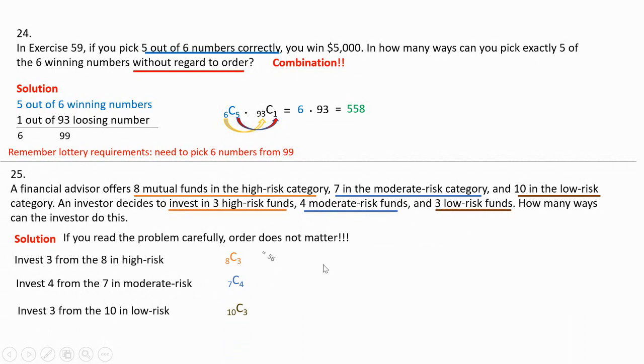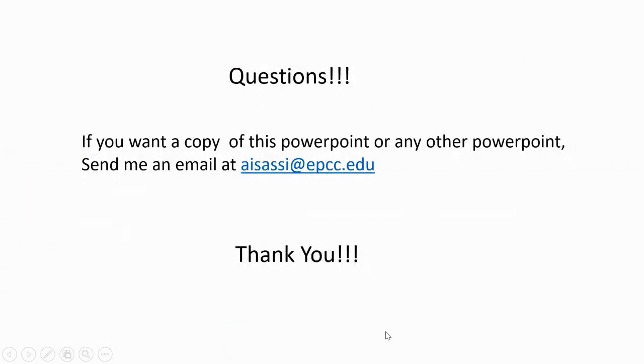So 8 combination 3 will give us 56. 7 combination 4 will give us 35. And finally, 10 combination 3 will give us 120. If you multiply those out, it's going to give us 235,200. Okay, that's how many ways to select the funds. I believe that's it for this final review.